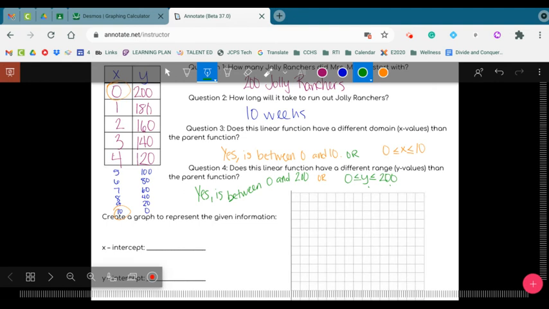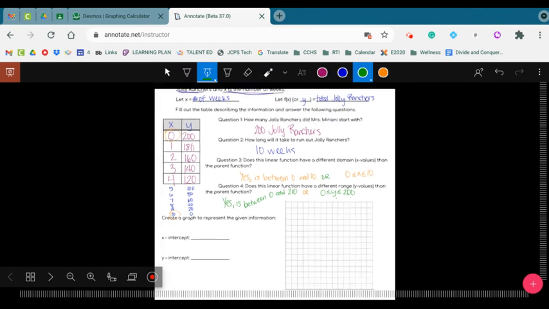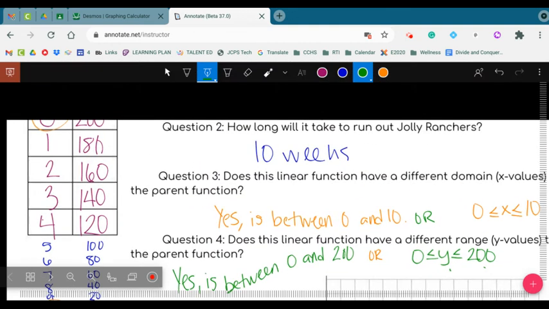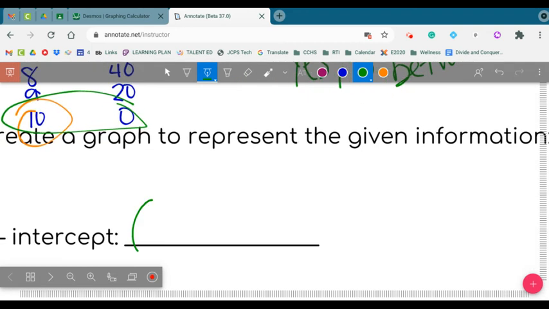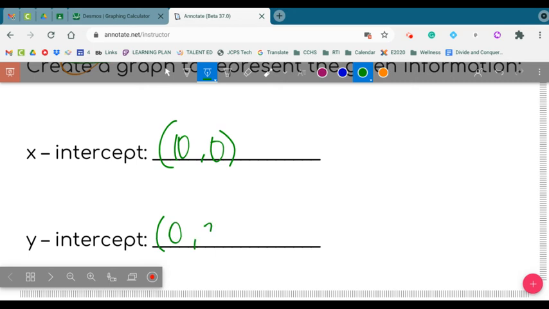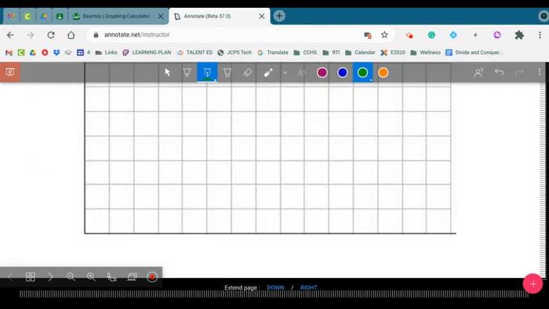It says create a graph to represent the given information. Okay. So we know, given this information, our x-intercept is where y equals 0. So 10, 0 is our x-intercept. And then 0, 200 is our y-intercept. So graphing this, we already know our x value is number of weeks. We're going to go up by ones because we only need to go up to 10.